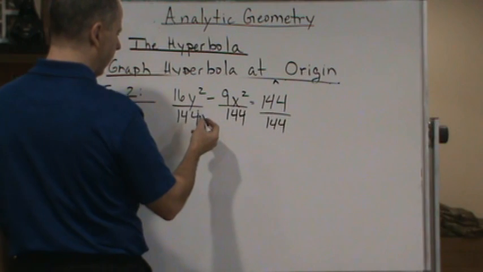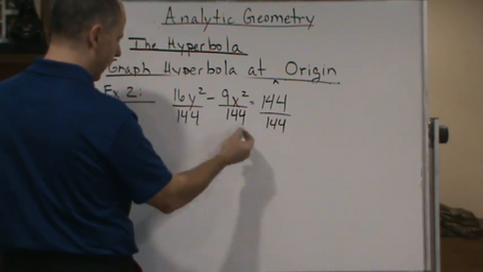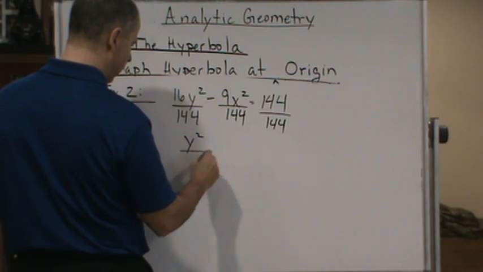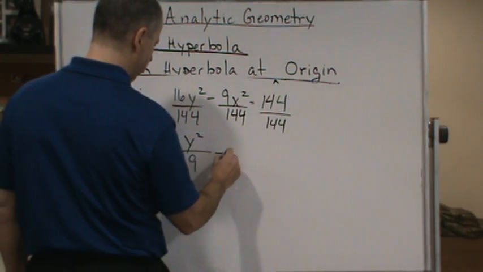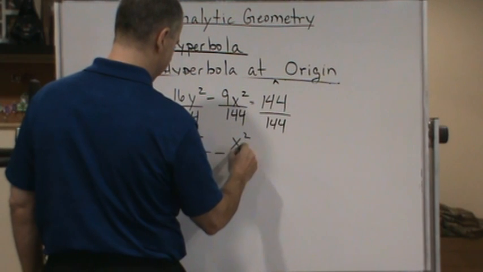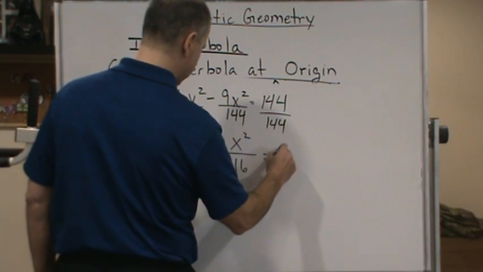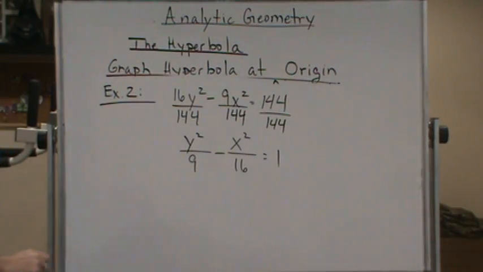So now, we know that 16 and 9 are both factors of 144, so this will become y squared over 9 minus x squared over 16 equals 1. Now notice a couple things here.